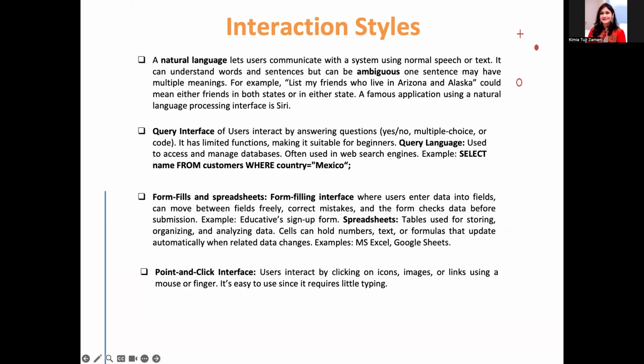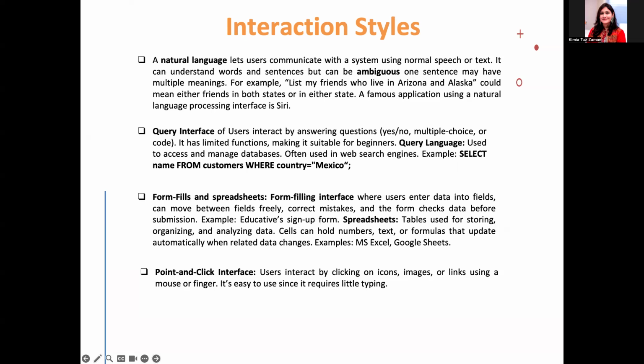Then natural language, it's human-like but sometimes messy. It lets the users communicate with the system using normal speech or text. It can understand words and sentences, but it can be ambiguous. One sentence may have multiple meanings.